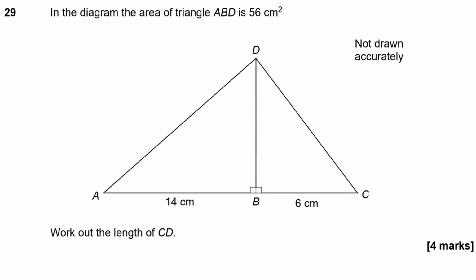Question 29. In the diagram, the area of triangle ABD is 56. Work out the length of CD. Okay, in the diagram, triangle ABD. What is triangle ABD? Triangle ABD is ABD. It's this triangle here. Now we're told that the area of this one is 56 centimeters.